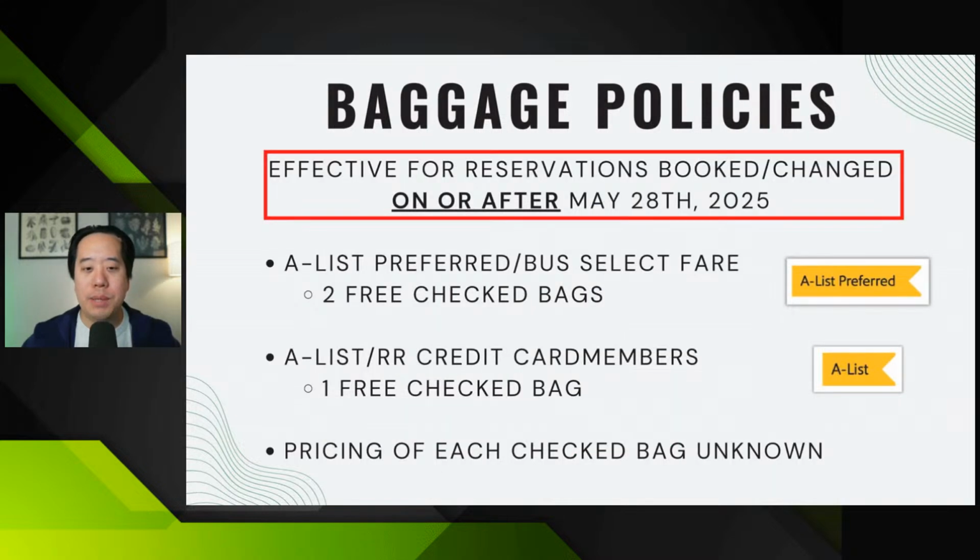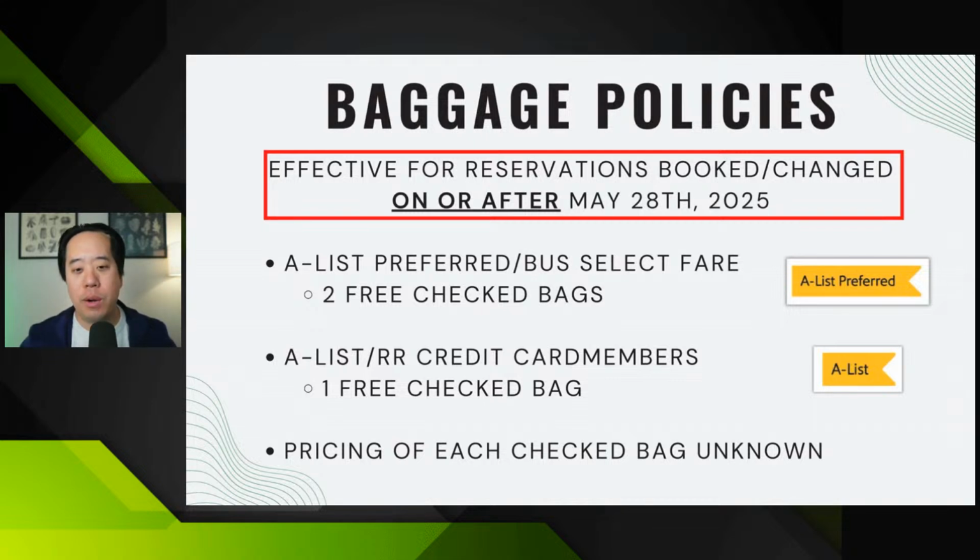So the baggage policies are important to note because these are only effective for reservations booked or changed on or after May 28th, 2025. So if you're doing your bookings now, say you book something for Hawaii in October, that would still carry the 2 free bags policy. As long as you don't change or modify that flight on or after May 28th, 2025, you can still get 2 free check bags. So just keep that in mind, because you have some time to get that done and not have to deal with those baggage fees.